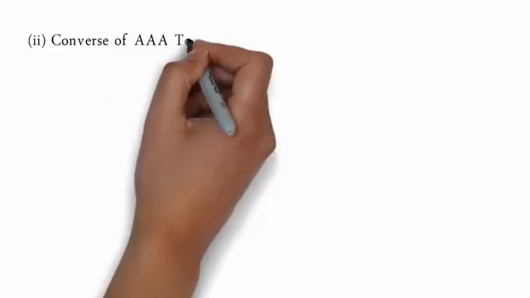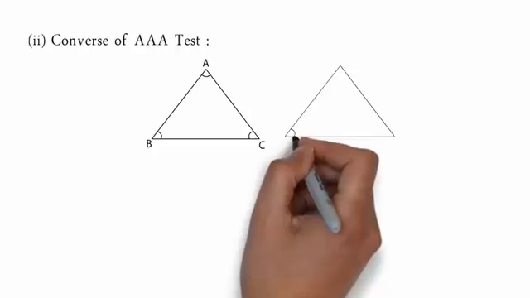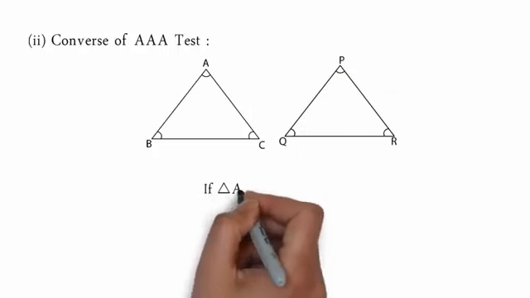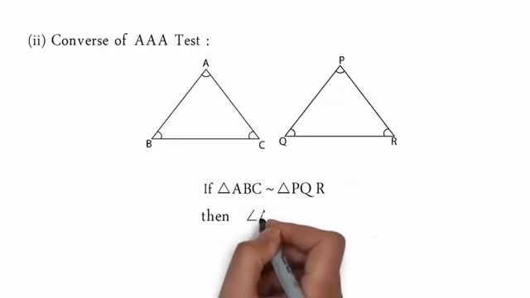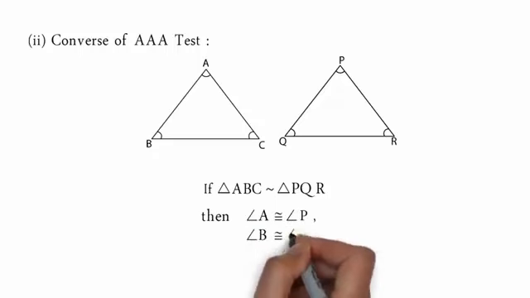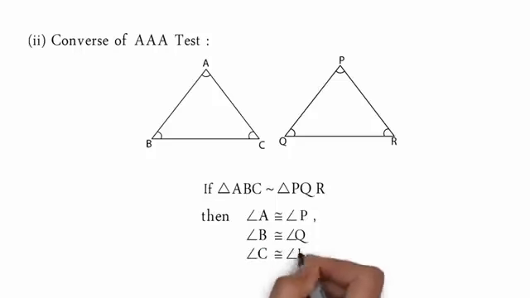Converse of AAA test. If two triangles are similar, then the corresponding angles are congruent. If triangle ABC is similar to triangle PQR, then angle A is congruent to angle P, angle B is congruent to angle Q, and angle C is congruent to angle R. If two triangles are similar, then the corresponding sides are proportional and the corresponding angles are congruent.